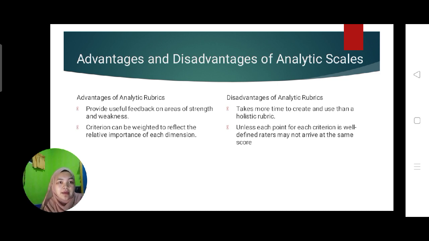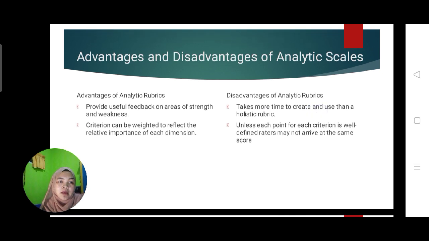We're going to look at the disadvantages now. Disadvantages of analytic rubrics. The first is that they take more time to create and use than holistic rubrics. So when we make analytic scales, that can take more time than holistic rubrics. And the second one is that unless each point for each criterion is well defined, writers may not arrive at the same scores.